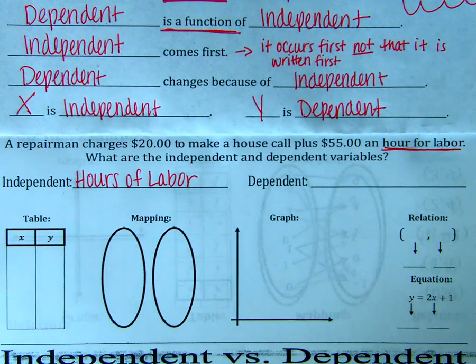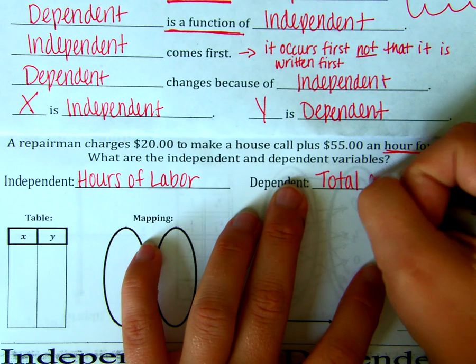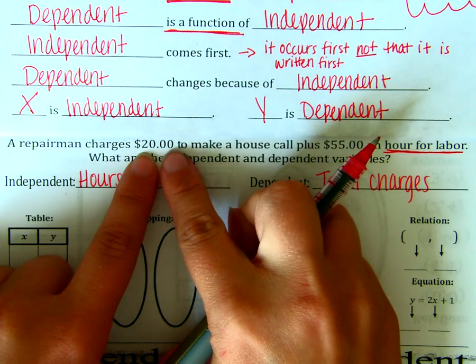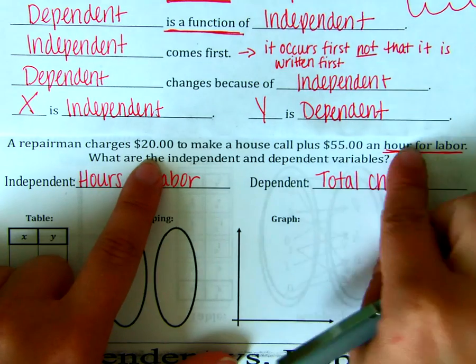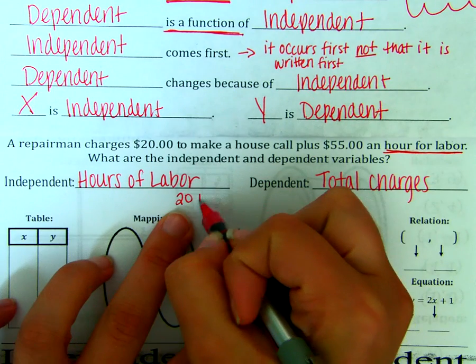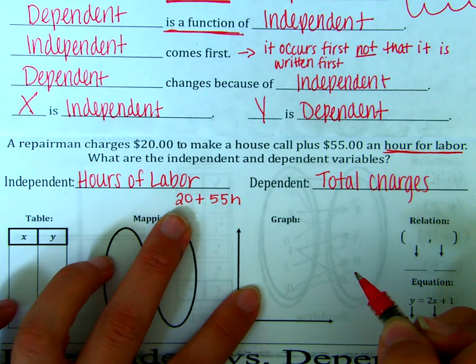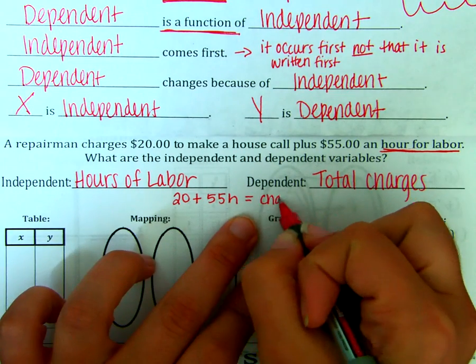Your independent variable is your hours of labor. So that occurs first, and then your total charges, what you pay, depends on those hours of labor. No matter what, you're going to have to pay $20 plus the $55 per hour. So if we were to write this as an expression, it would be $20 plus $55 per hour the repairman works is going to equal our total charges.